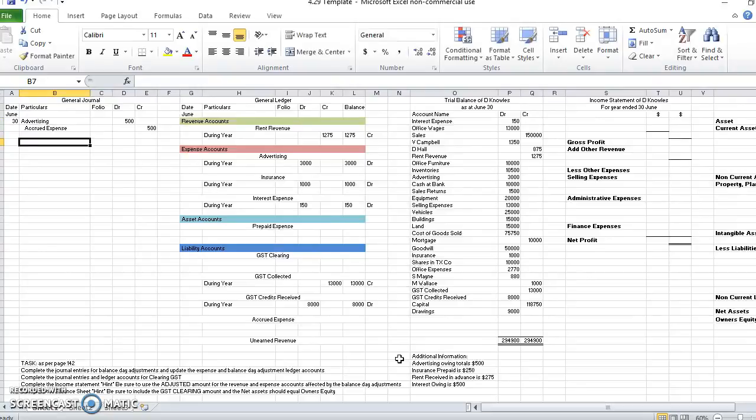And advertising. For the next one, insurance prepaid. Insurance is an expense and it has been prepaid. We know prepaid expense is an asset, so we debit it for $250.